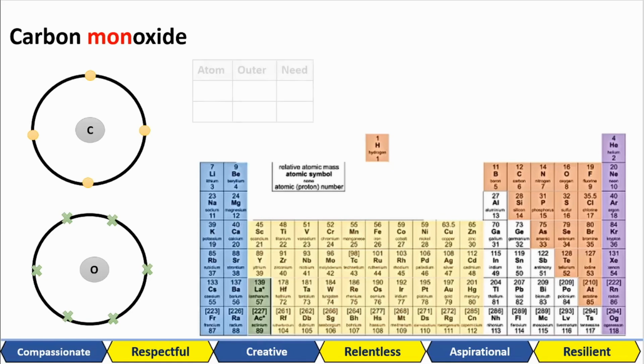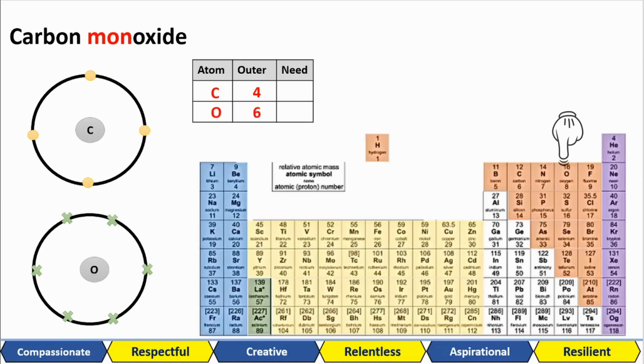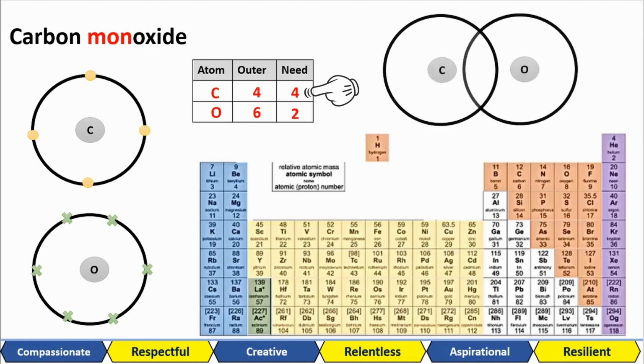Watch this. Carbon is in group 4, so 4 outer shell electrons, and oxygen is in group 6, so 6 outer shell electrons. That means that carbon needs 4 more electrons and oxygen needs 2 more electrons. This means that the oxygen gives 4 electrons to the carbon, and the carbon gives 2 electrons to the oxygen.